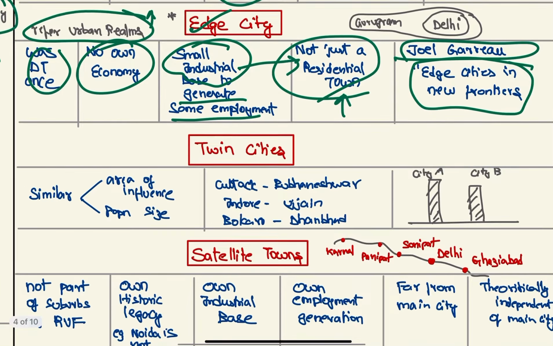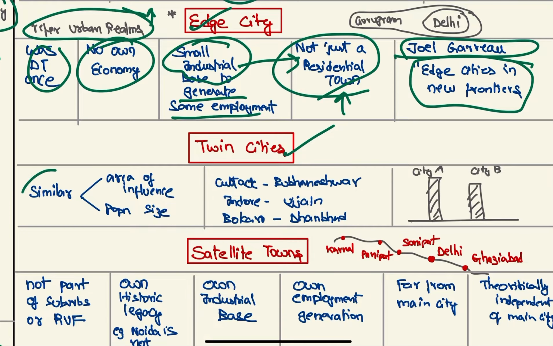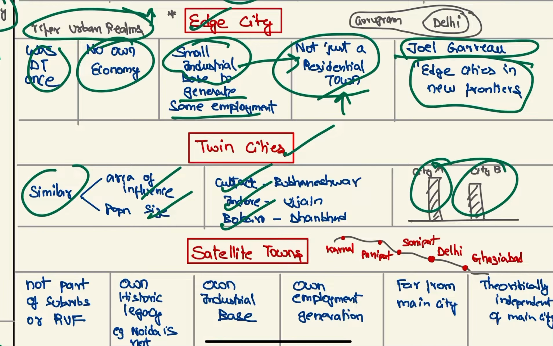Next, we have twin cities. These are cities with a similar population or similar influence. Examples are Cuttack and Bhubaneswar, Indore and Ujjain, Bokaro and Dhanbad.